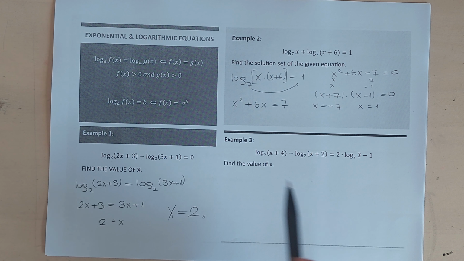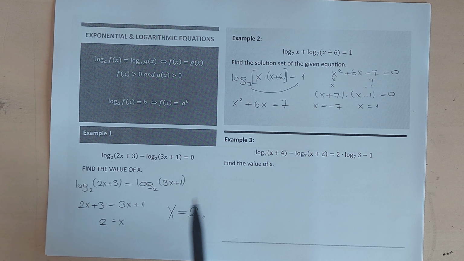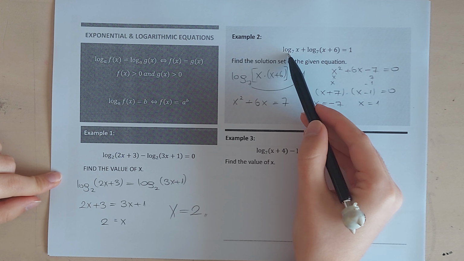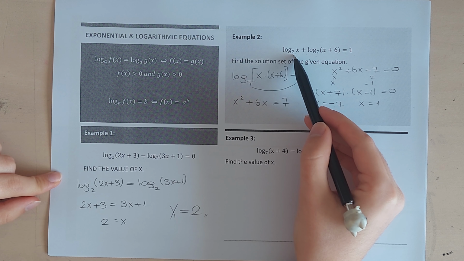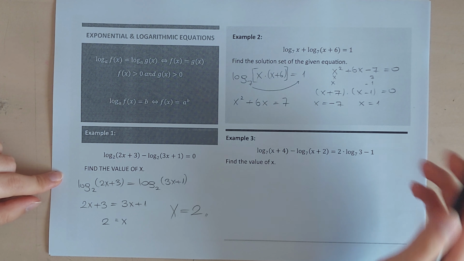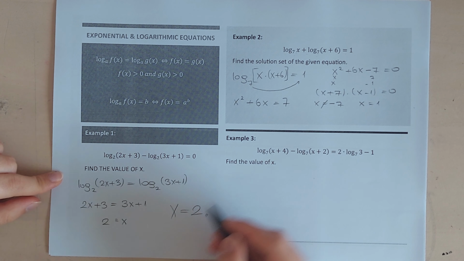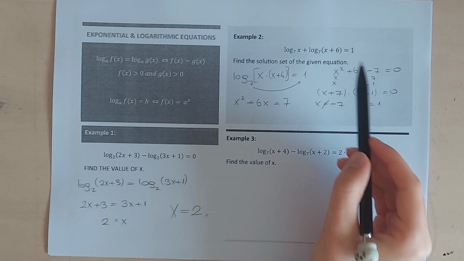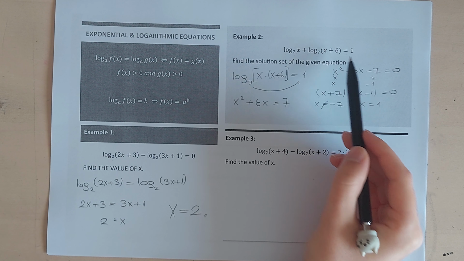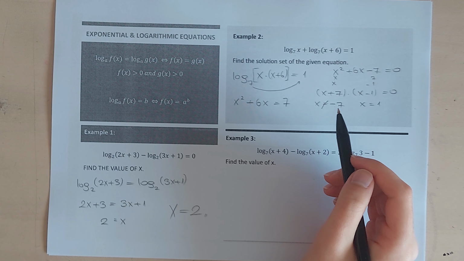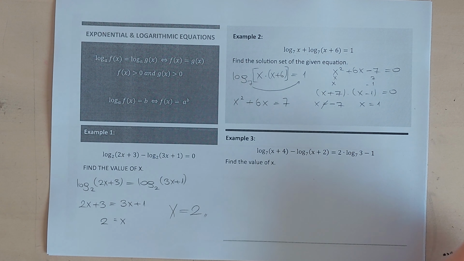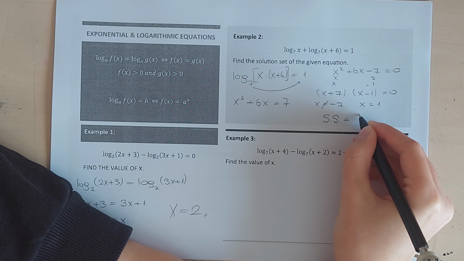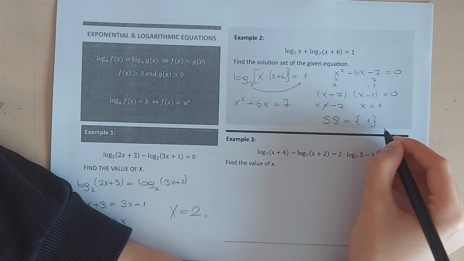But we should know that the inside of the logarithmic function cannot be negative. If I place minus 7 here, then I get logarithm of minus 7 to the base of 7, and the inside of the logarithmic function cannot be negative. That's why x cannot be equal to minus 7, but 1 is okay, because if I put 1 here, it is okay, and if I put 1 here, it's also okay. The inside of both logarithmic functions becomes positive. That's why the solution set is only 1.